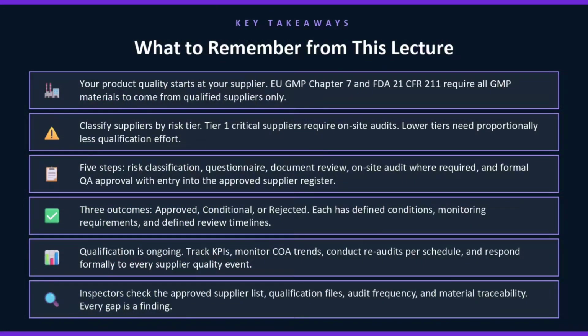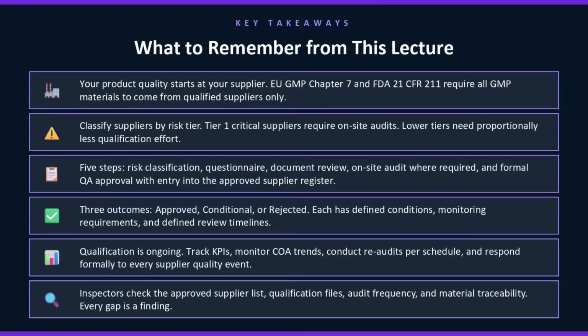Let us bring the lecture together. 6 things to remember. Number 1. Your product quality starts at your supplier. EU GMP Chapter 7 and FDA 21 CFR 211 require all GMP materials to come from qualified suppliers only. There is no alternative.